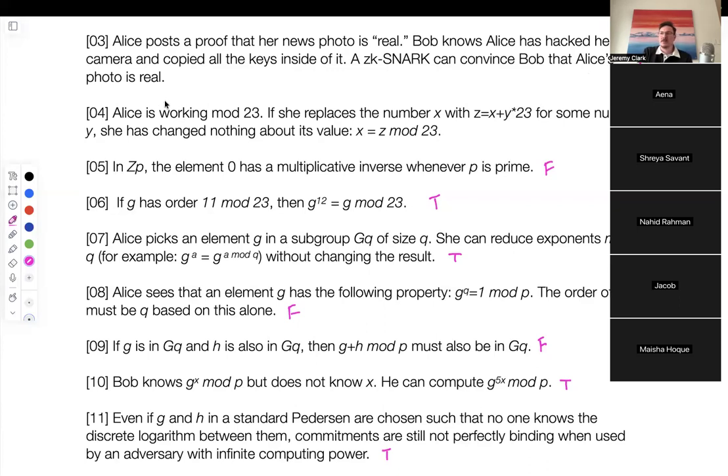Okay, let me pause. Any questions so far? Again, just unmute or drop it in chat.